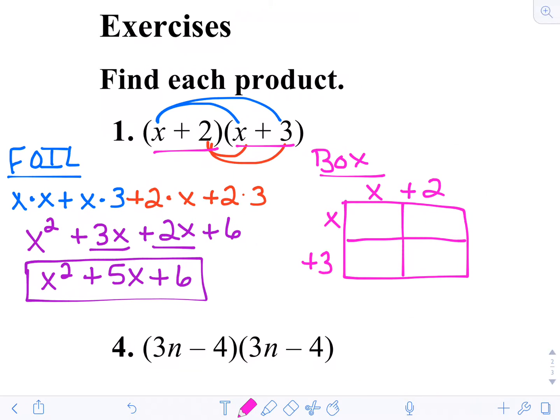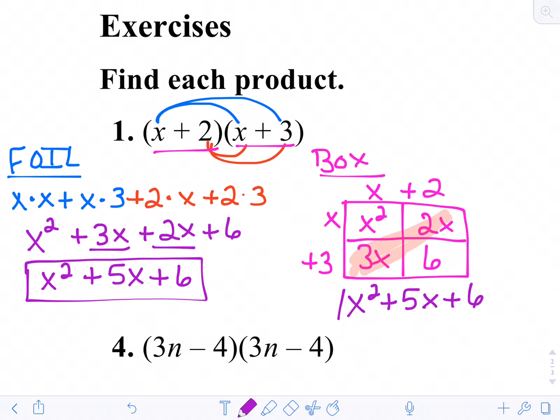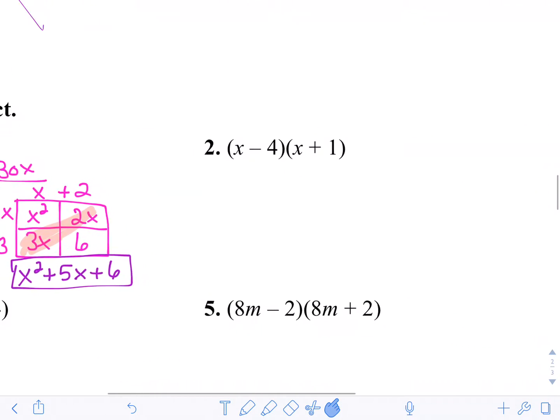We're going to multiply this out. X times x is x squared, x times 2 is 2x, 3 times x is 3x, and 3 times 2 is 6. You have these right here that you can combine. So your final answer here would be x squared, I'm going to combine these two in the middle, so 3 plus 2 is 5, so plus 5x plus 6. So it doesn't matter which way you do it. You can use FOIL or the box. I'm going to do a couple of these for you.